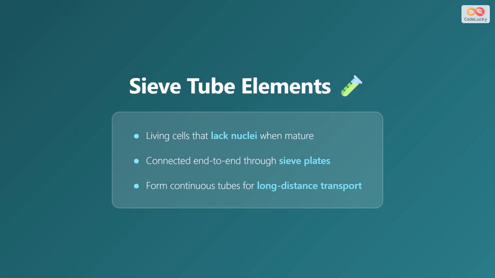Sieve tube elements are the main conducting cells of phloem. These are unique living cells that lack nuclei when they become mature. This might sound strange, but losing their nuclei allows them to have more space for transporting materials. Sieve tube elements are connected end to end through structures called sieve plates, which have small pores that allow fluid to flow between cells. Together, they form continuous tubes that run throughout the plant for long-distance transport of sugars.